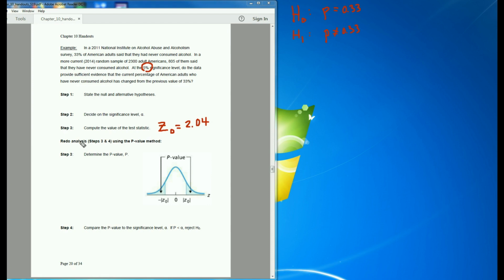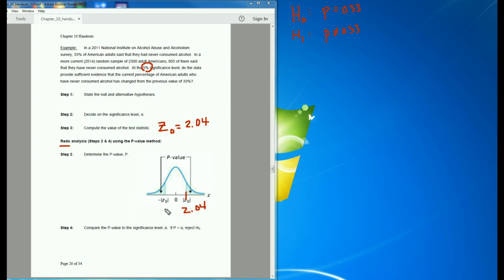All right, so here's where we're going to start the redo using the p-value method instead of the classical method. Our step 3 now is determine the p-value. We already have calculated our test statistic. It is 2.04. In other words, this number is 2.04.